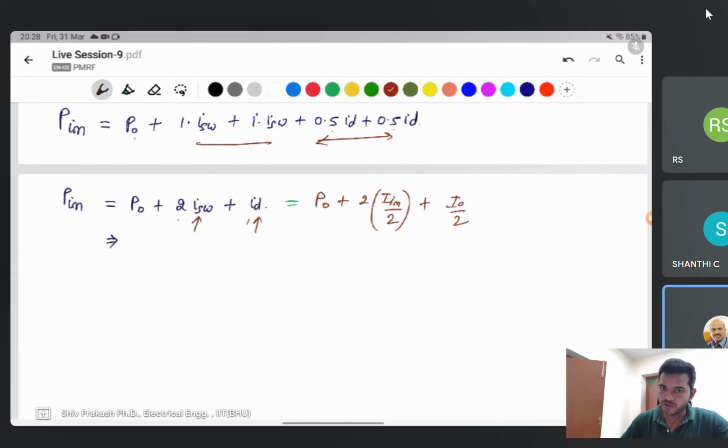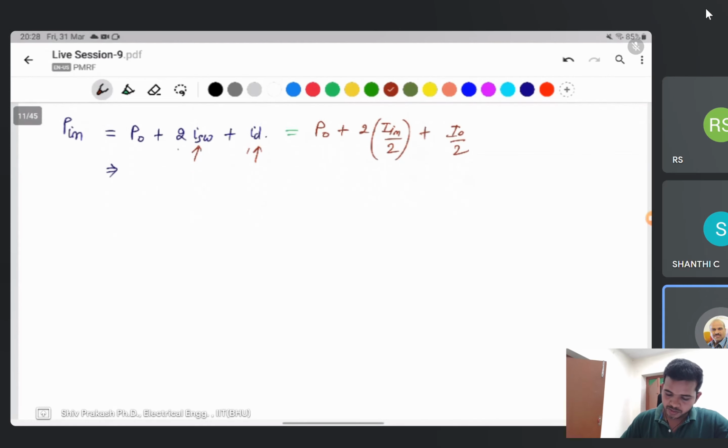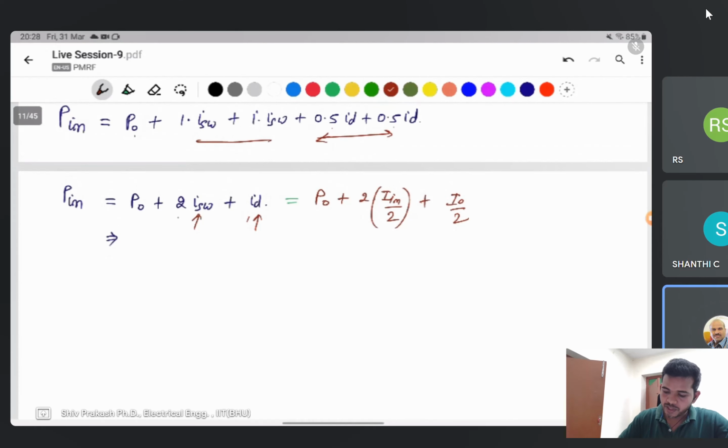Yes, ID is the diode current. 0.5 is already taken. And this one is a 1 voltage taken as switch current, switch voltage.